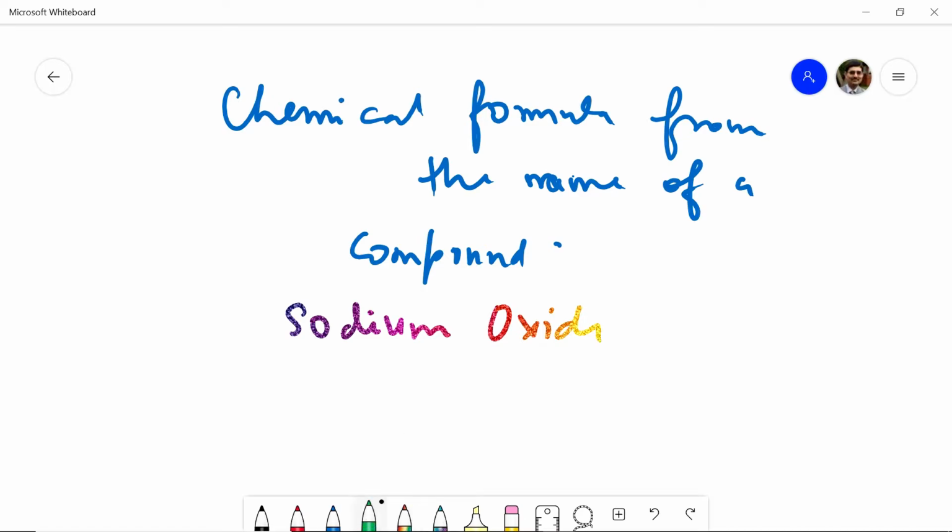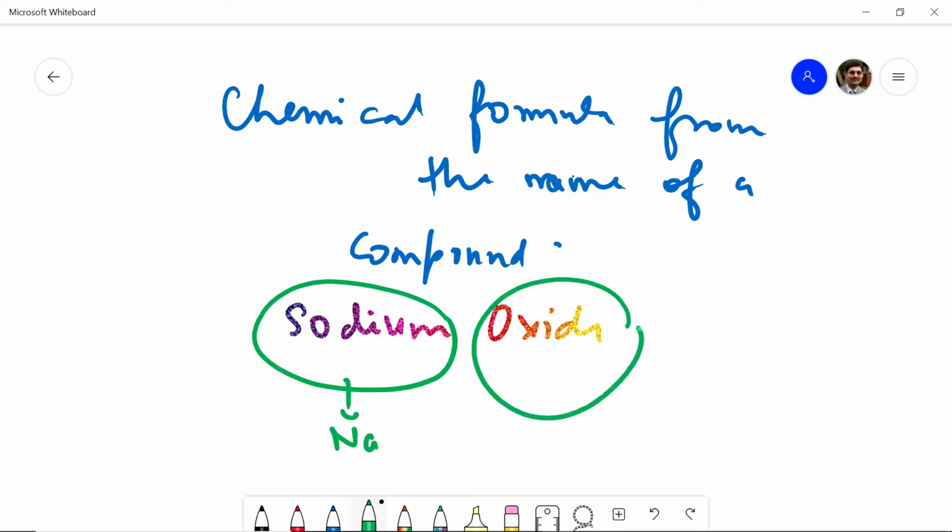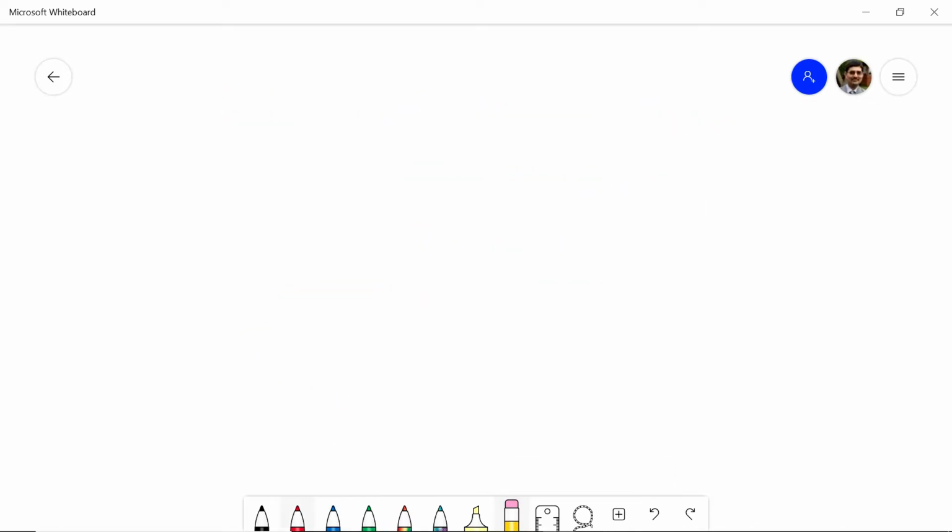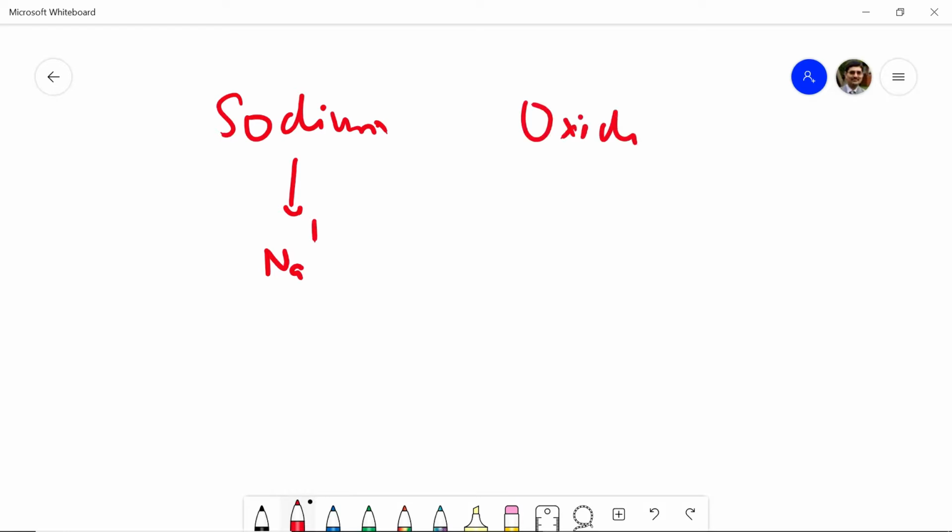sodium oxide. So what do we need? We need the symbol of sodium, and sodium symbol is Na, and oxide symbol is O. And then next is assigning their valencies. So for example, sodium valency is 1 and oxide valency is 2.